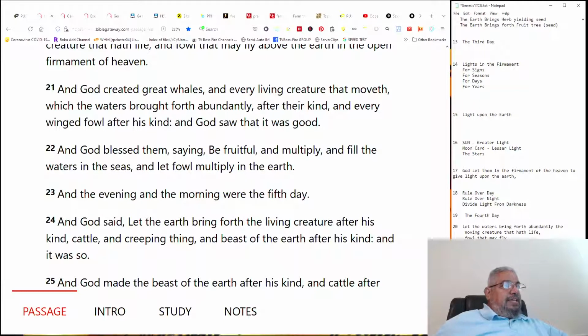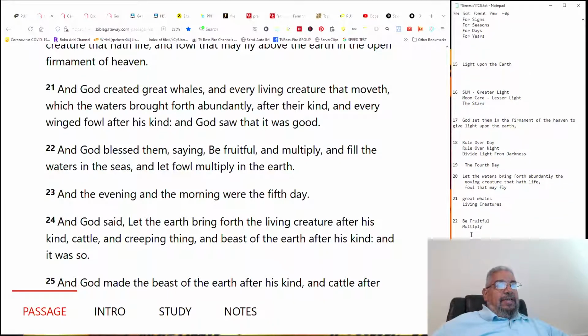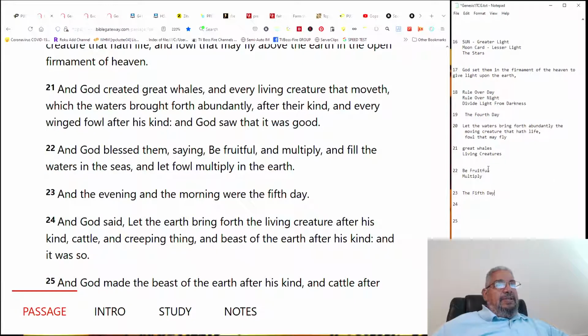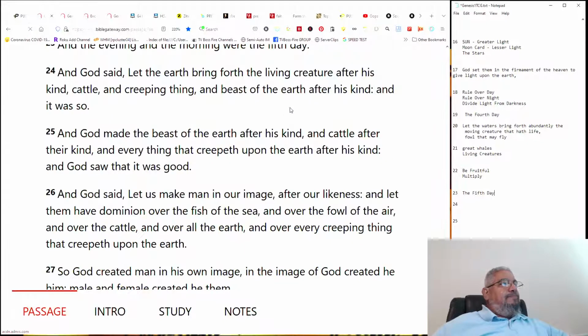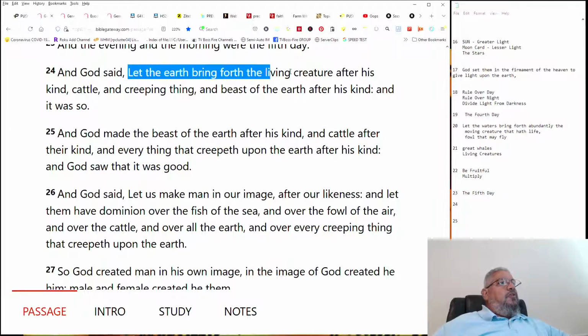(23) And the evening and the morning were the fifth day. Ok, ahora estamos, esta fue el quinto día, okay. Ser fructíferos y multiplicados, el verso 22, so tenemos esas tarjetas para hacer. And then 24, and God said, let the earth bring forth.